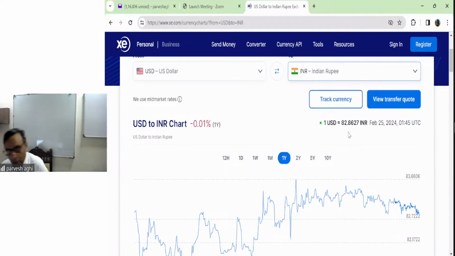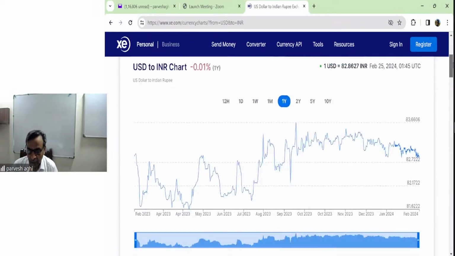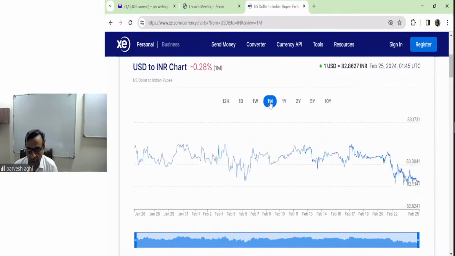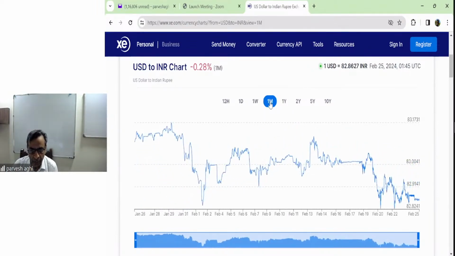Now let's see one thing. Let's go to the chart. Look at the 1 month chart. In 1 month, the dollar was around 83. Today it is 82.86. So what has happened? The dollar has depreciated. It's very unusual when the dollar depreciates, since the dollar is appreciating over the long time history. But in this 1 month, we find that the rupee was very strong and started appreciating.